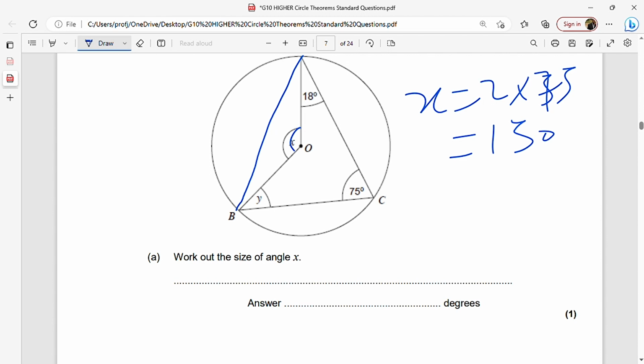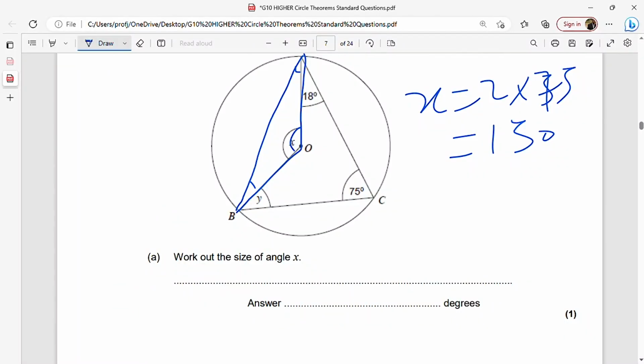Now, I know that this is a radius. This is another radius, forming an isosceles triangle. So these base angles will be equal. Since I've gotten my base angles, I can say that the sum of these two base angles, which is, let's say U.